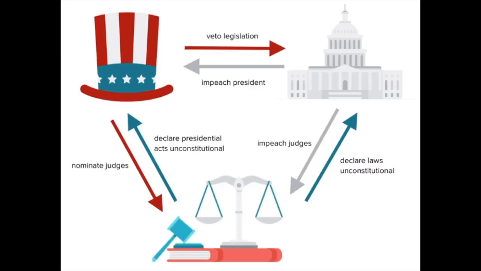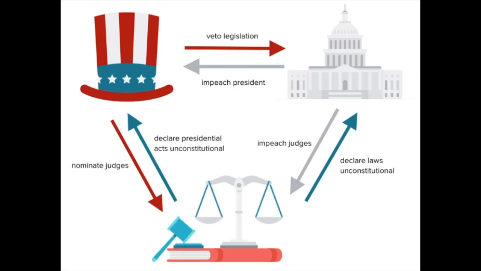And this is a quick little graphic that simplifies some of the checks and balances that the three branches have. So in this scenario, the Uncle Sam hat is the president, the building is the Capitol building, that's the Congress, and the gavel and scales is the judicial branch. And you can see starting with the president, if the president doesn't like the laws that Congress is passing, then they can veto legislation. If the Congress feels that the president is acting out of line or abusing power, they can impeach or remove the president. They can similarly remove judges if they are acting out of line.